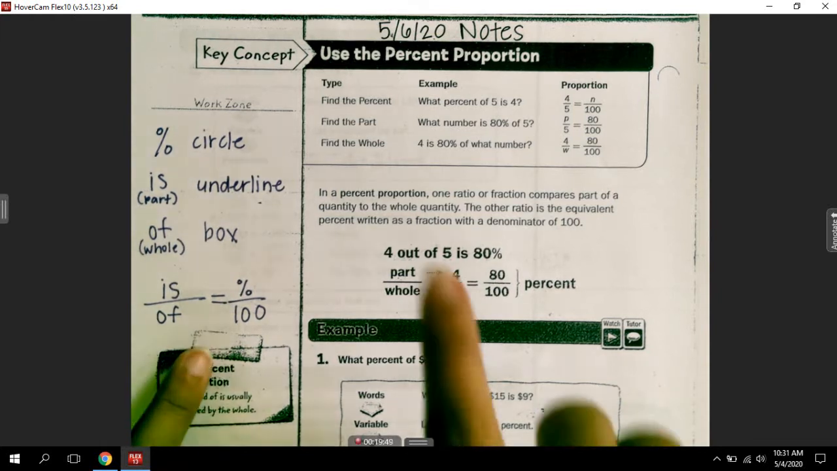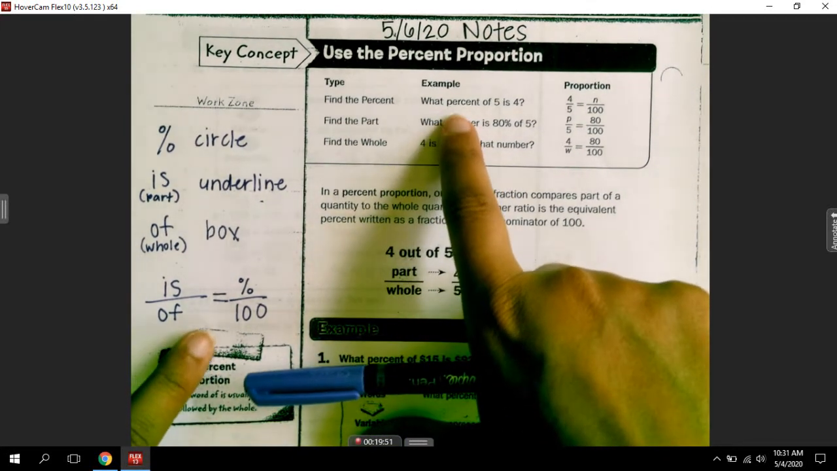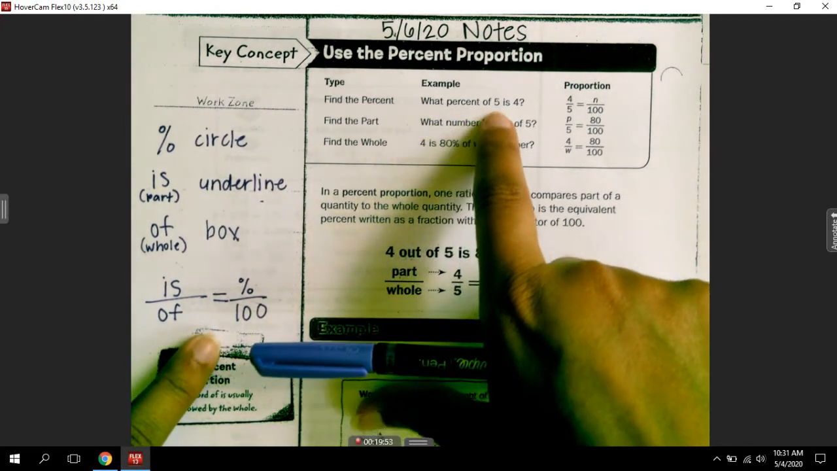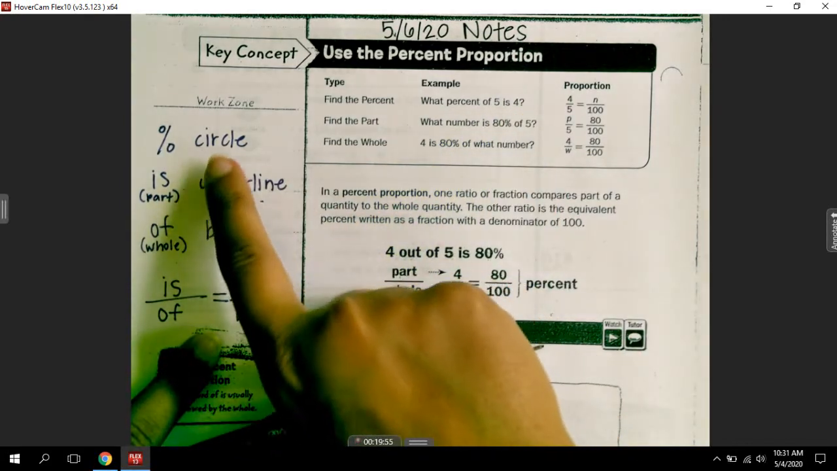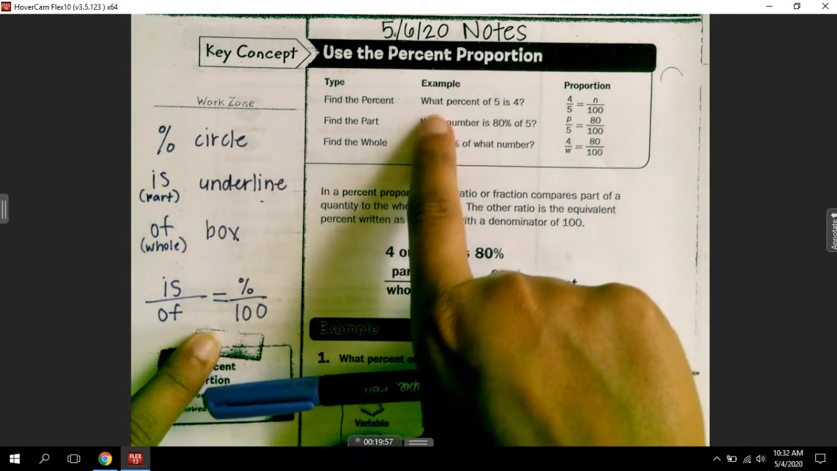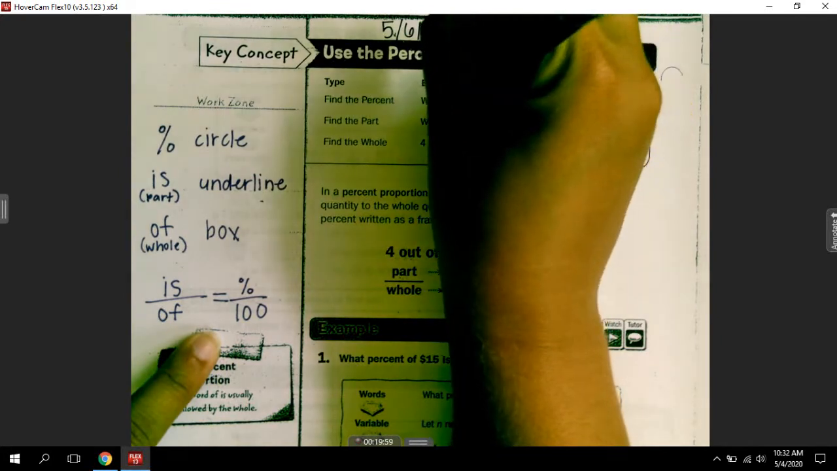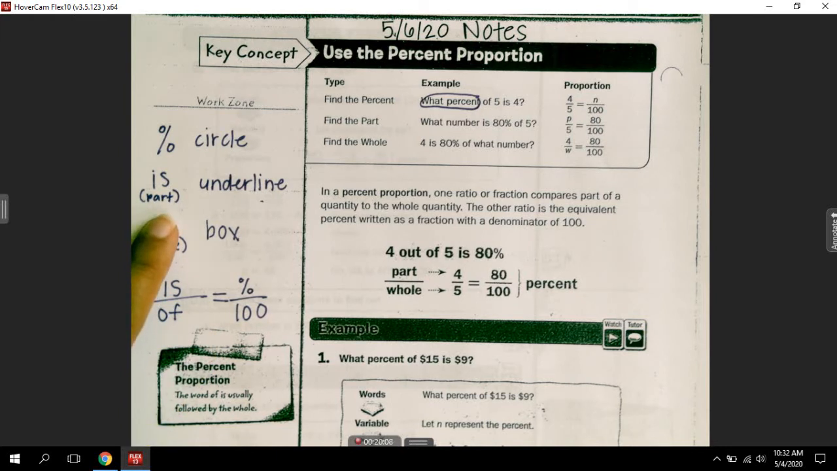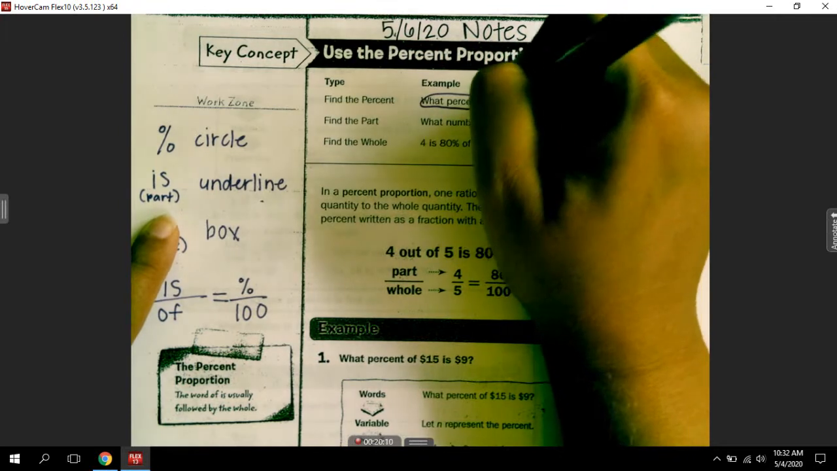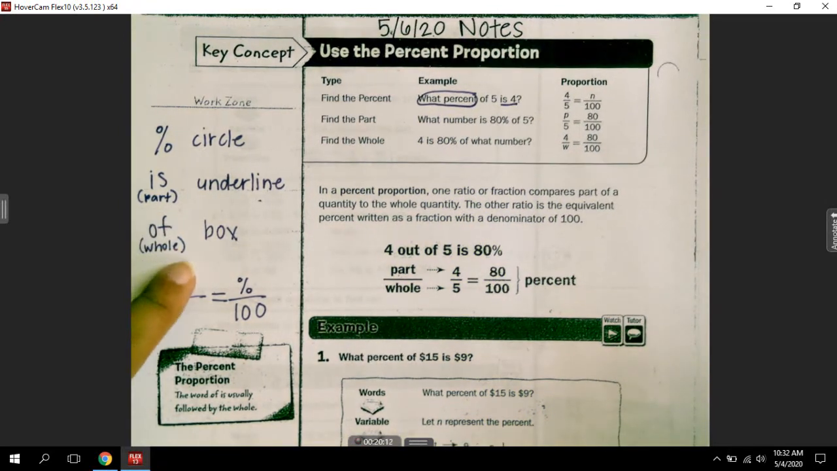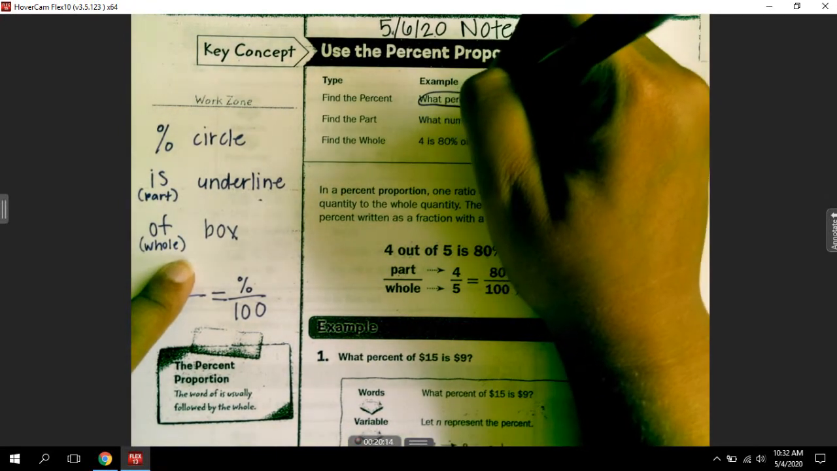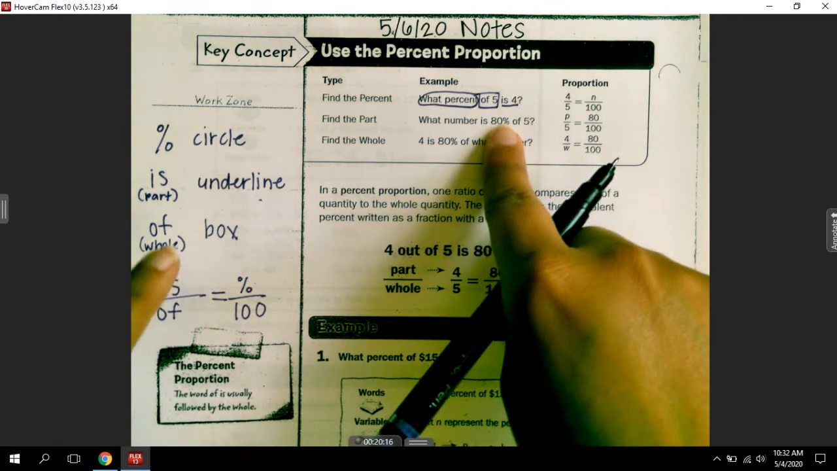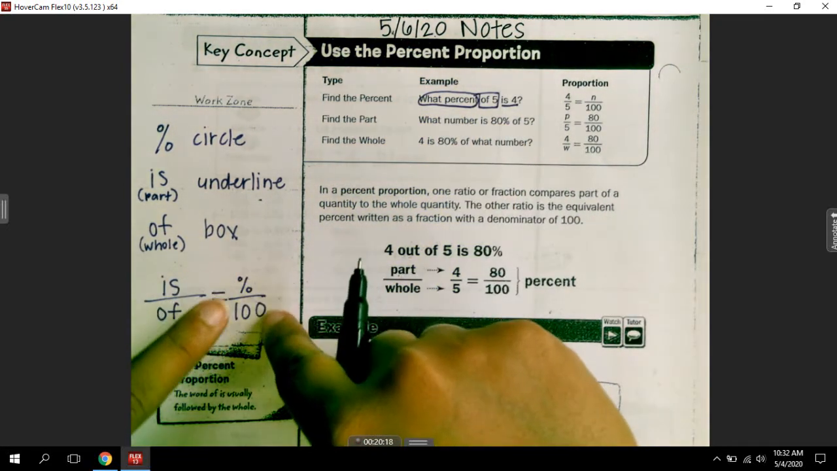Going back up here to this example, it says what percent of 5 is 4. So percent, I'm going to circle. What percent, that's what we're trying to find. We don't know what percent, okay? Of 5 is 4. So is is underlined. And then box of, so the of 5, okay? That's going to help you: is over of equals percent over 100.